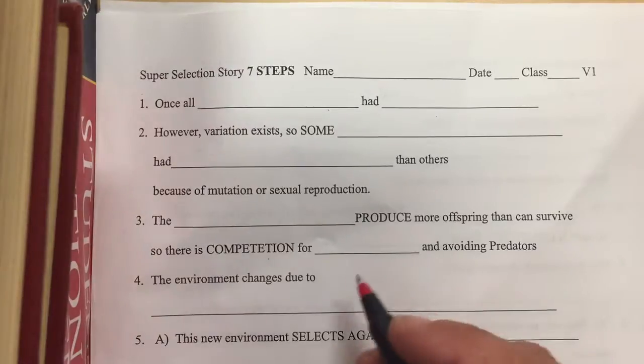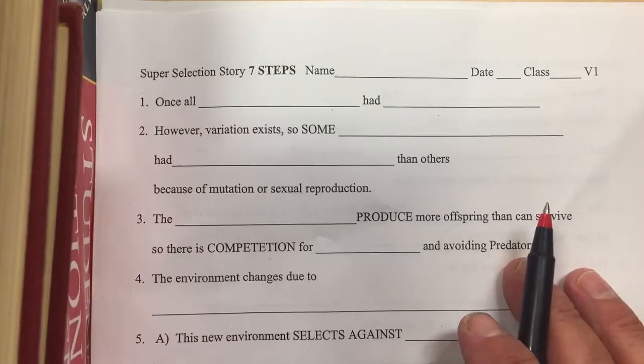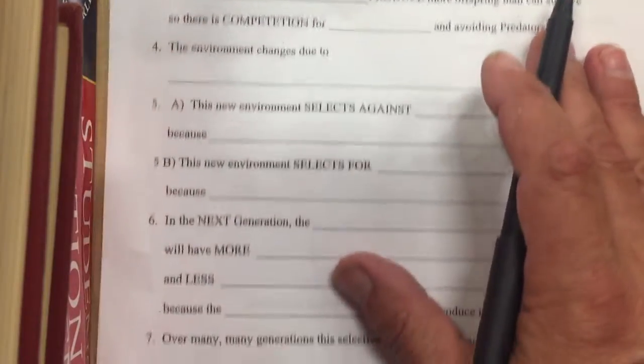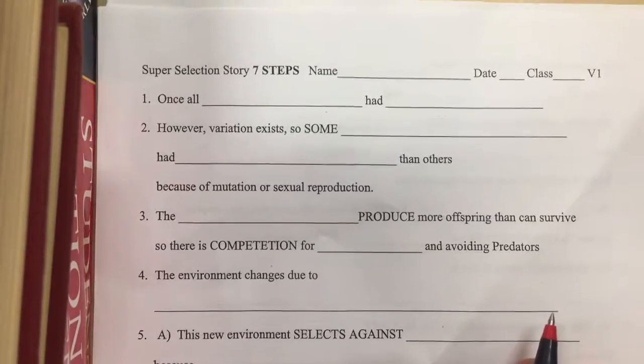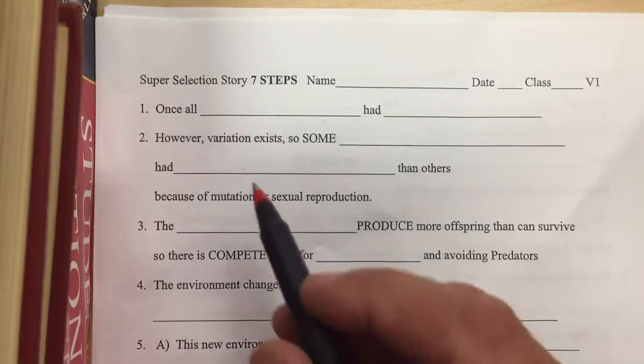Good morning. I want to talk to you today about this natural selection idea through a story. This is designed as a 7-step story, and we're going to go through and tell the story about how rabbits came to have long ears. This is basically a story based on the concept of natural selection. It's got all the parts, so we're going to follow along.